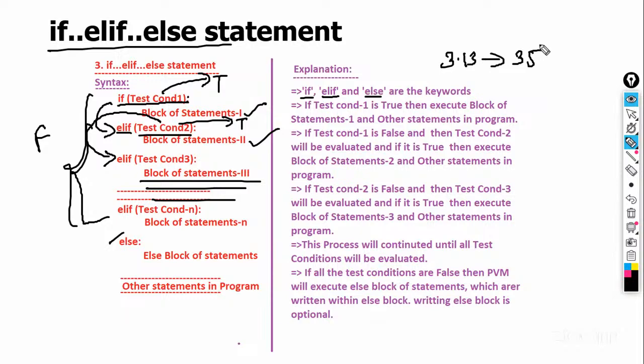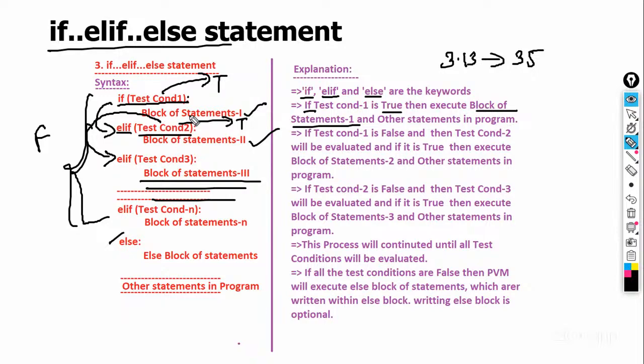Yes, we have 35 keywords. Out of 35 keywords, here we have 3: if, elif, and else. Initially, it checks the test condition that we have in the if block, because that is the first block, right? So it checks for the condition. If this is holding true, then what happens? It executes block of statements 1.